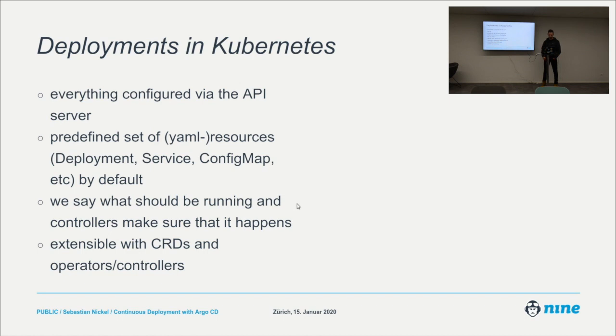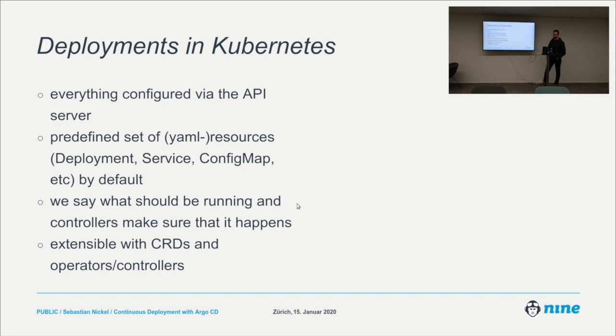Deployments in Kubernetes: everything is configured via the API server. I mean, in classic deployments, we had multiple methods of copying stuff. And here, I think it's really cool. You need to go via the API server. Everything is persisted in etcd at the end, but you have basically one possibility to find this stuff. And you have a predefined set of YAML resources already.